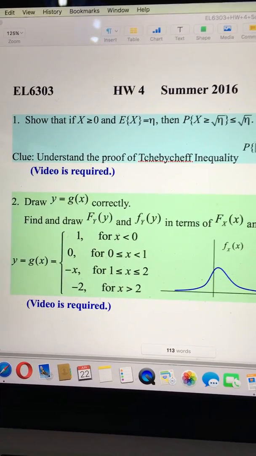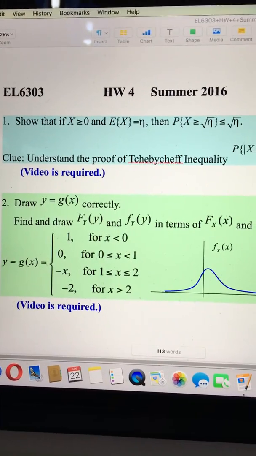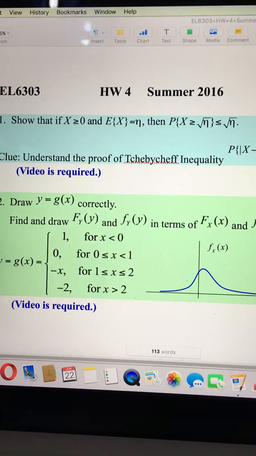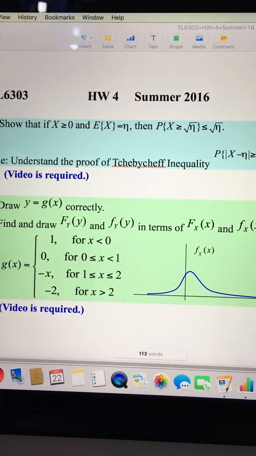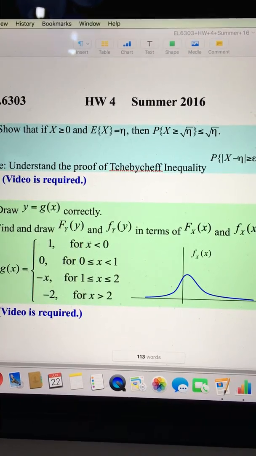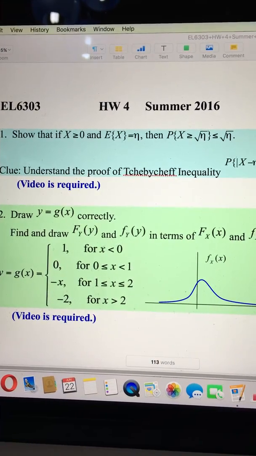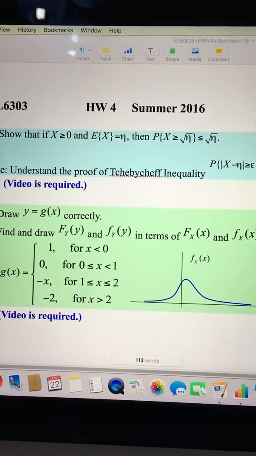Okay, let's see the first question of homework 4. Show that if big X is larger than 0 and E[X] is equal to eta, then the probability of big X larger than or equal to root of eta is less than or equal to root of eta. And there's a clue: understand the proof of the Chebyshev inequality.